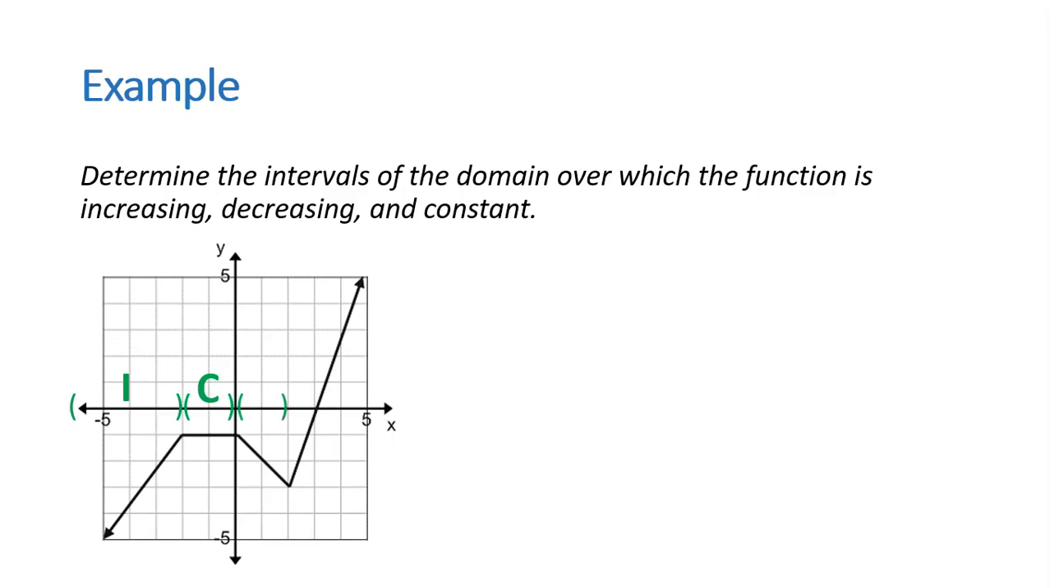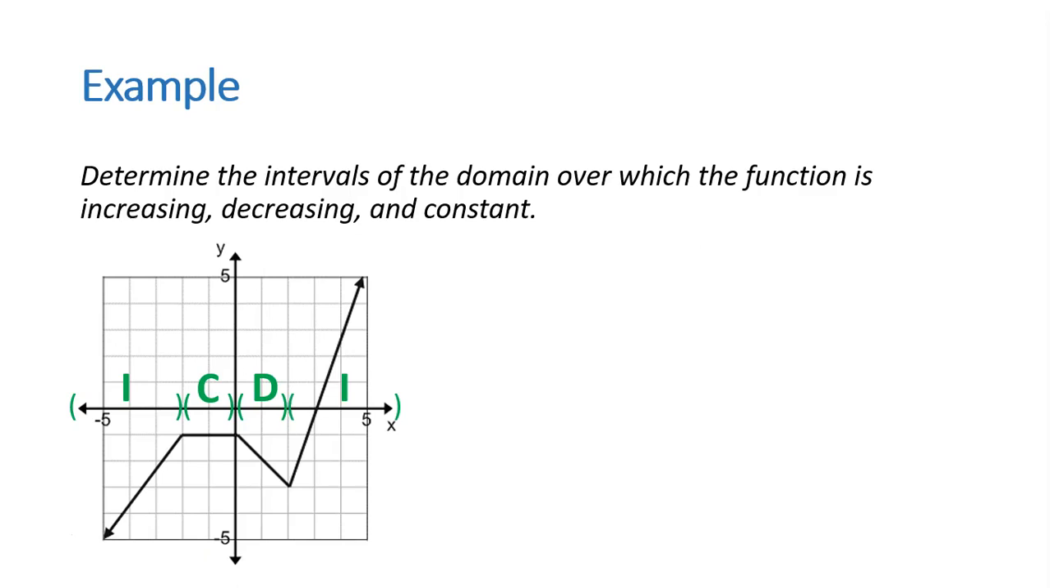From 0 to 2, we go from constant behavior to decreasing behavior. So now we're sloped downward left to right. And finally, once we get to x equals 2 and then continuing to infinity, we're sloped upward for the rest of the domain. So this is an increasing portion.